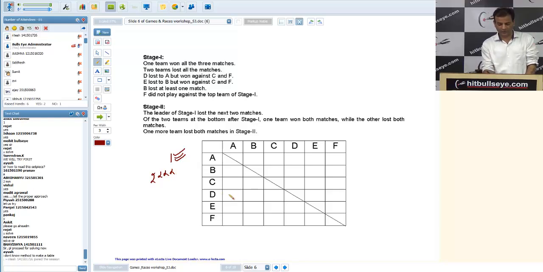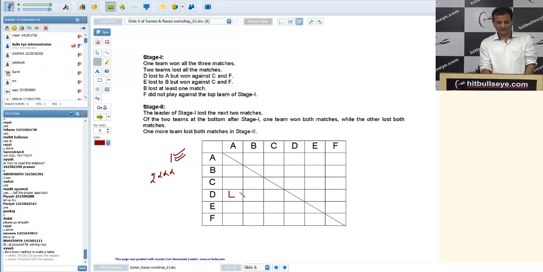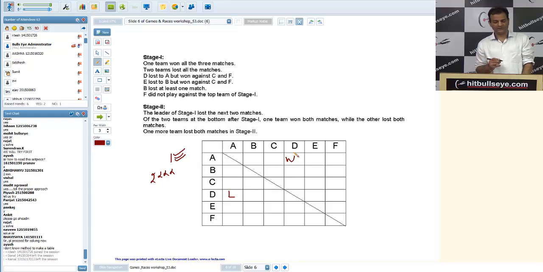I will write here D lost to A. I will write L for loss. D lost to A. If D lost to A, then A will win against D. Straightaway write W for the win. Then, but won against C and F. D wins against C, W.